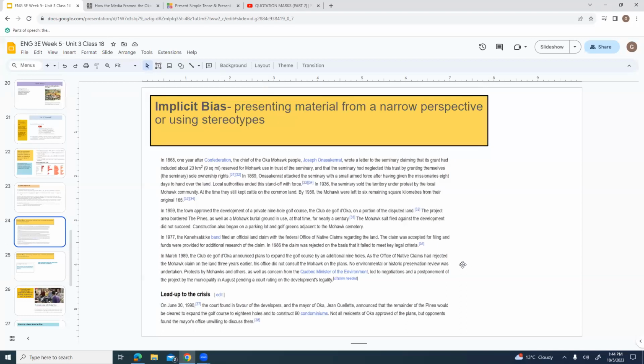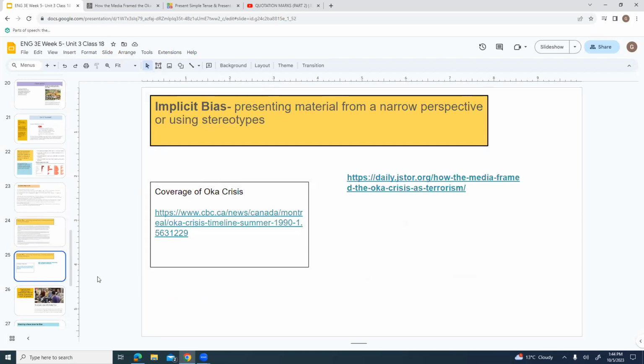However, on June 30th, 1990, the court found in favor of the developers, and the mayor of Oka, Jean Ouellette, announced that the remainder of the pines would be cleared to expand the golf course to 18 holes and to construct 60 condominiums. Not all residents of Oka approved of the plans, but opponents found the mayor's office was unwilling to discuss them. The thing they also didn't mention was that there were burial grounds of the Mohawk people there.